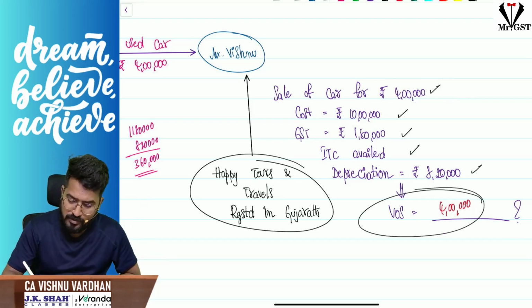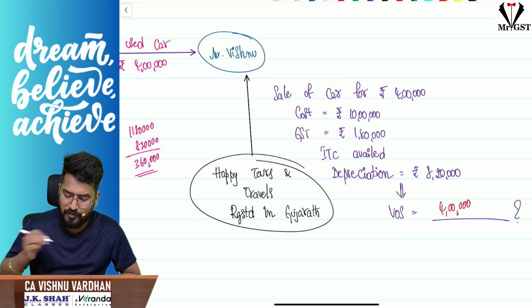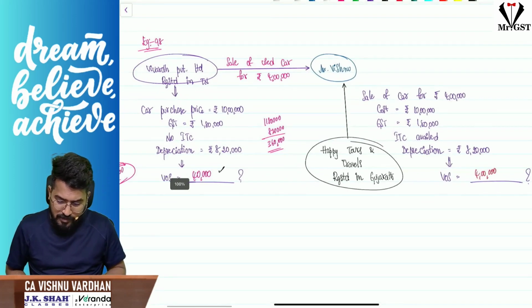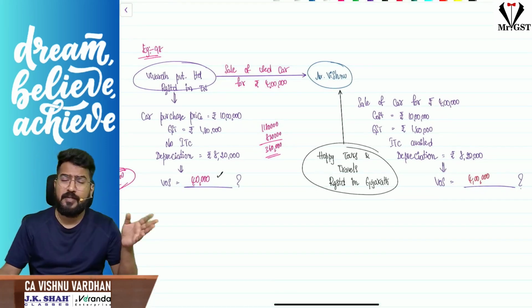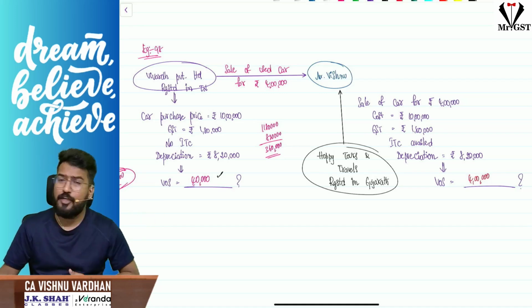So that 4 lakhs will be taken as the value of supply because you have taken the ITC benefit. So that is the concept. Hope it is clear for you. This is the example. With this we are done with the point of buying and selling second-hand goods and used vehicles also.